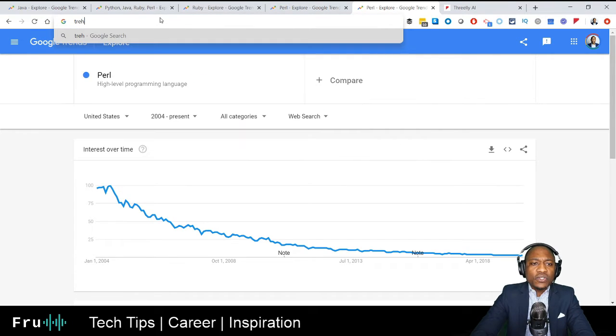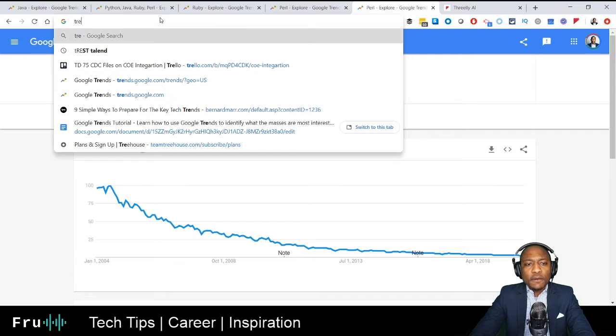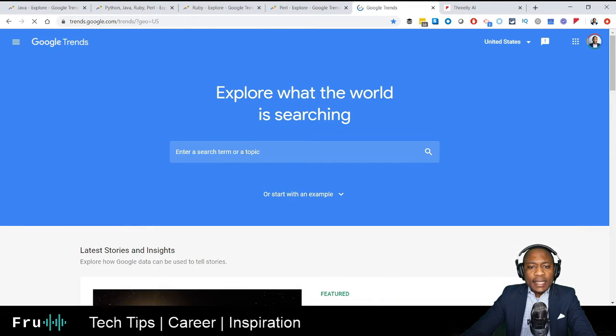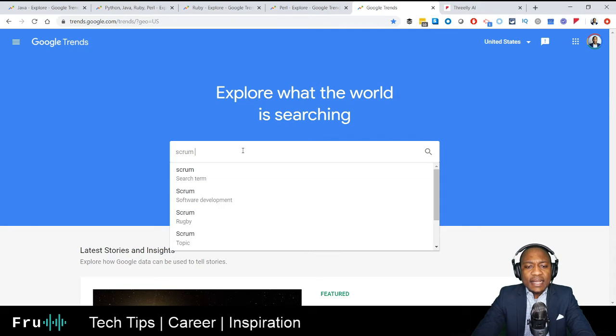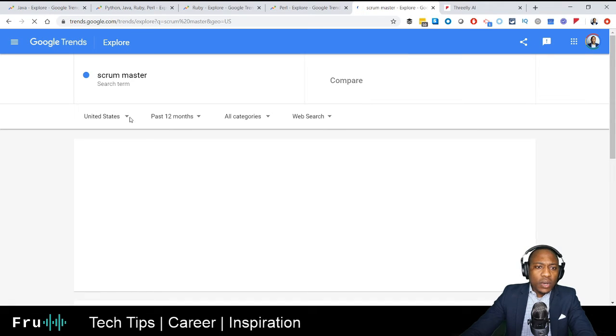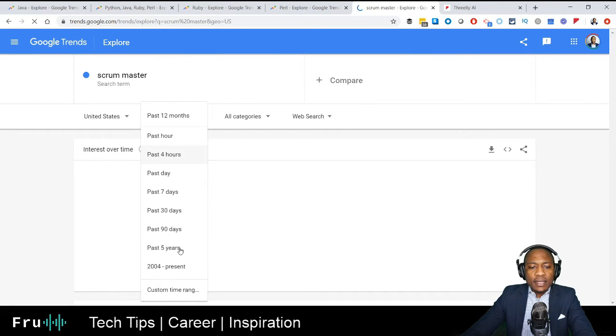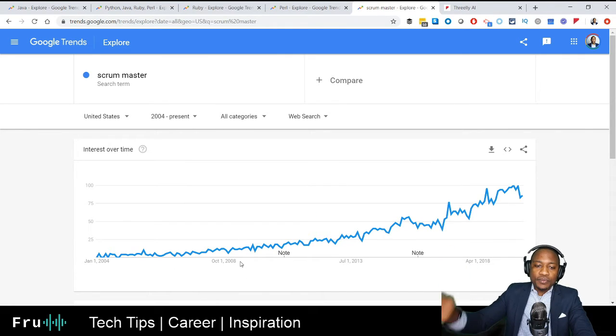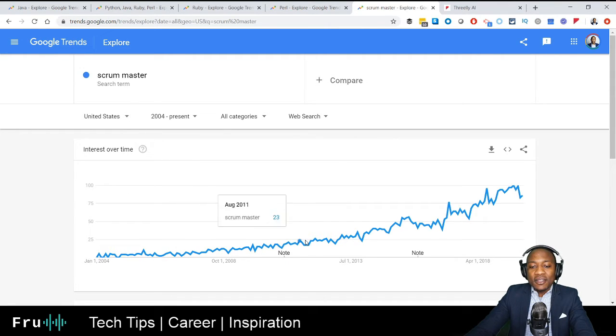Let me go back to Google Trends here, and then just search for Scrum Master. Let's see where it's trending. Let's take a look. I expect this to go up. There you go. If you notice, Scrum Master was not really as much here, but over the years it's going up. There's a little bit of a correction here. I'm not quite sure why, but overall it's going up.